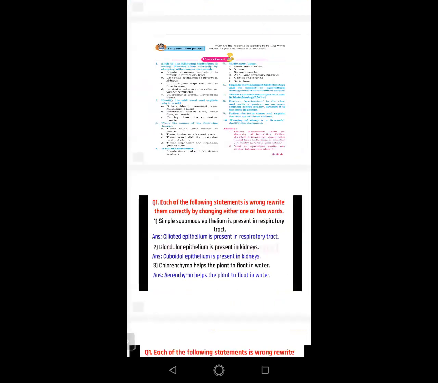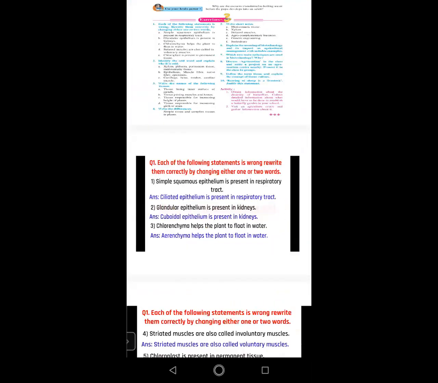Question number one. Students, I am not going fast because we have already learned this yesterday, so we have to go a little bit faster. Each of the following statements is wrong. We write them correctly by changing either one or two words. The wrong word is already spelled out, and we have to correct it. Simple squamous epithelium is present in the respiratory tract. Simple squamous is wrong. What is the correct word? Ciliated epithelium is present in the respiratory tract.